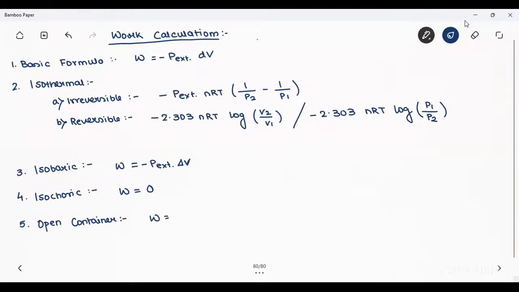Ma'am, it's minus delta ng RT. Yeah, good. Okay. And what was it for cyclic? Plus or minus area enclosed by PV. Not minus area, it is just the area enclosed by the PV.